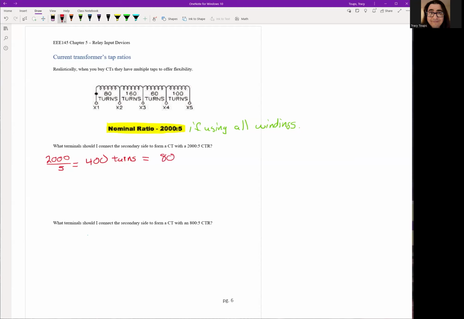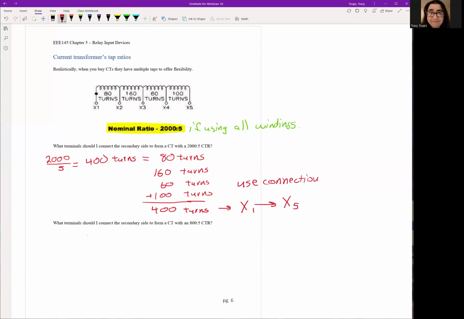Well, I have 80 turns. That's not enough. So let's look at 160. Okay, that's still not enough. So that's what, 240? I could add another 60. So 240 plus 60 is 300. That's still not enough. I could put another 100 turns. I can add them all together, and that's going to be 400. Okay, so in this particular case, I need to use X1 all the way to X5. So we use these connections, because now we're going to use the full winding.